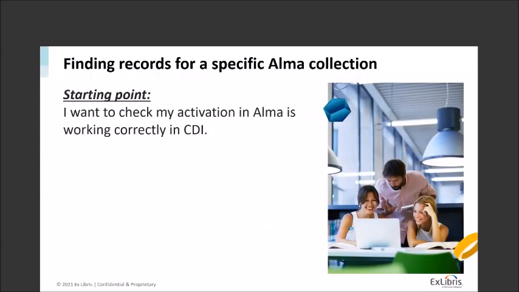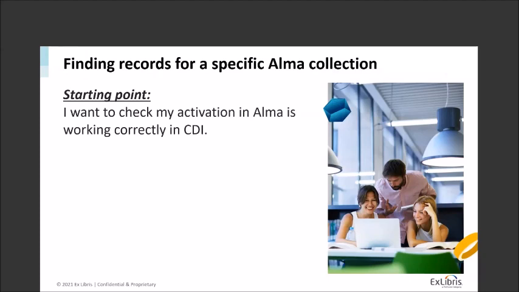What I want to do in my part of the session, before David talks about content issues, is talk about two different questions that come up very frequently when we analyze support cases for CDI. The first one is, I want to find records for a specific Alma collection that I activated. How can I do that? I complete my activation in Alma. Now I want to check that the content is actually discoverable in CDI. That's the first question I'll talk about.